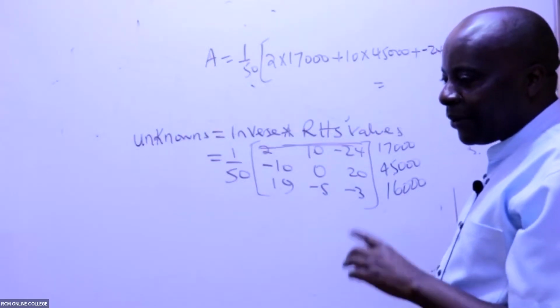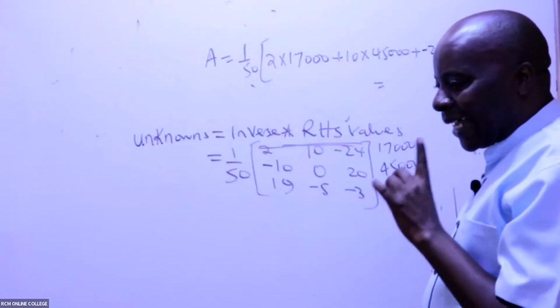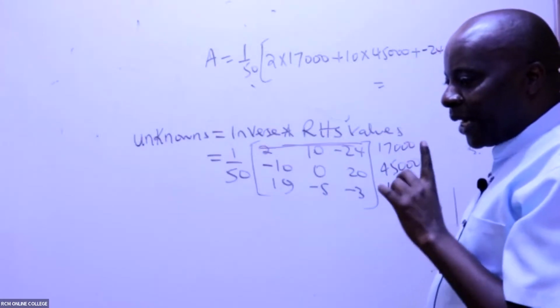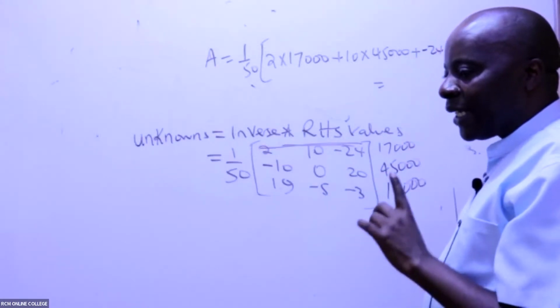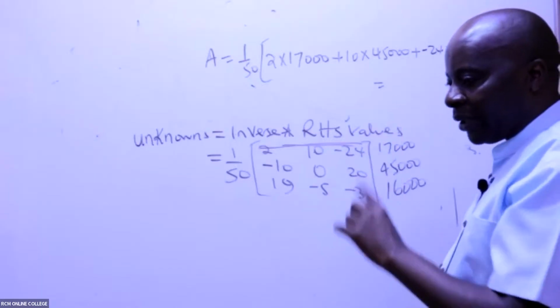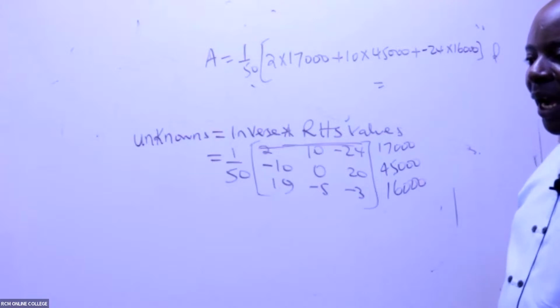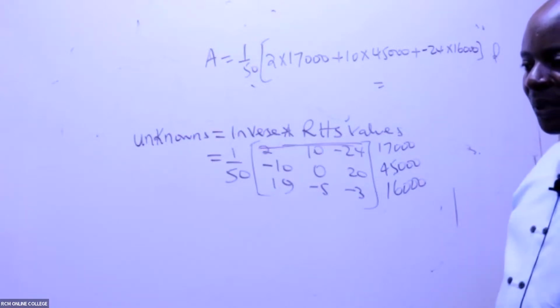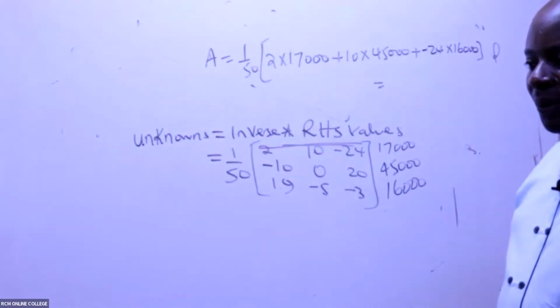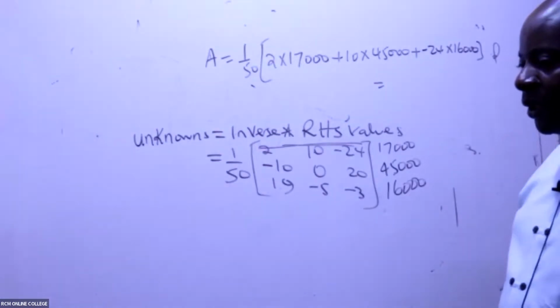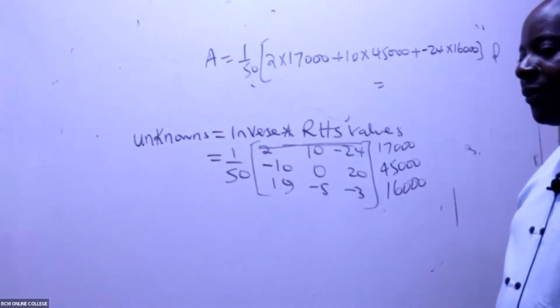We must get the same answers we got using the other method, not unless we missed out a sign somewhere. Always, always.